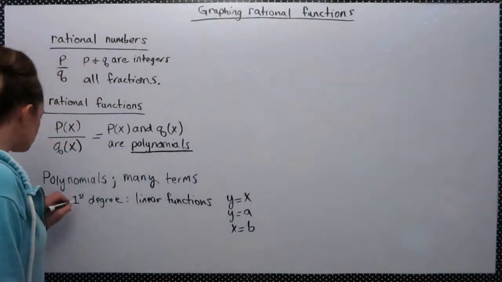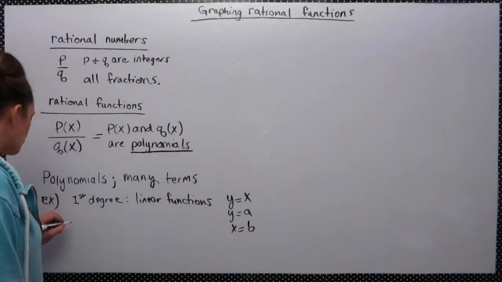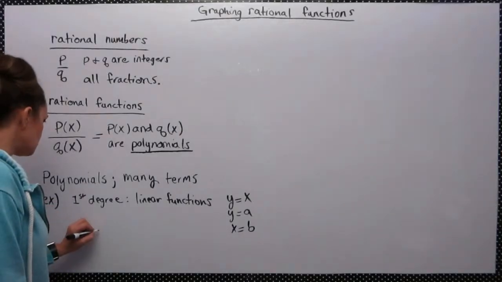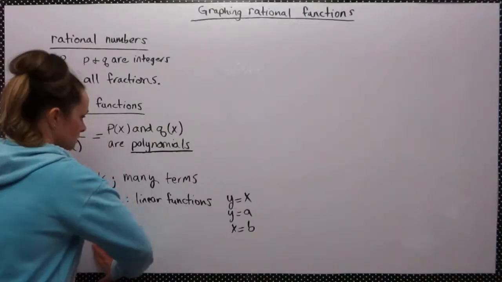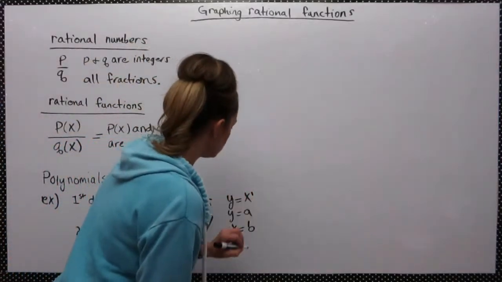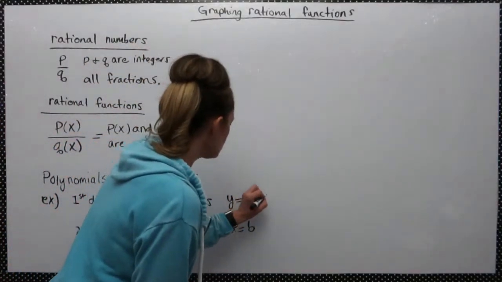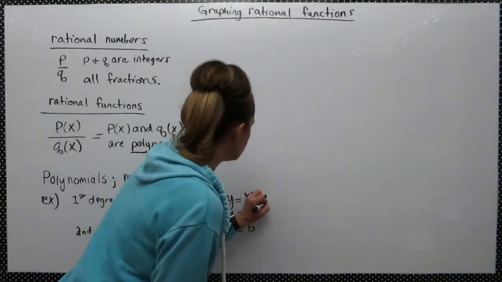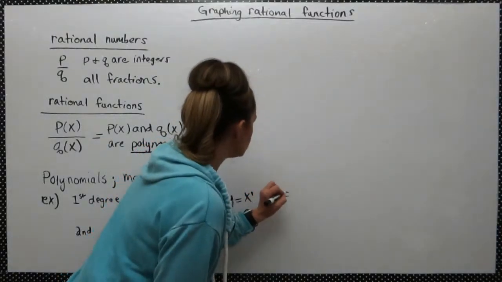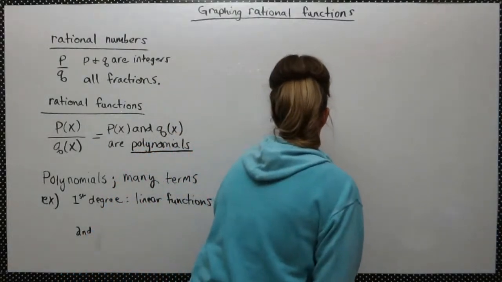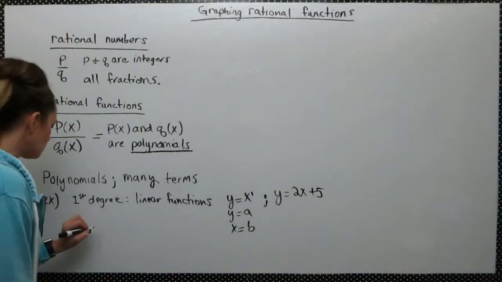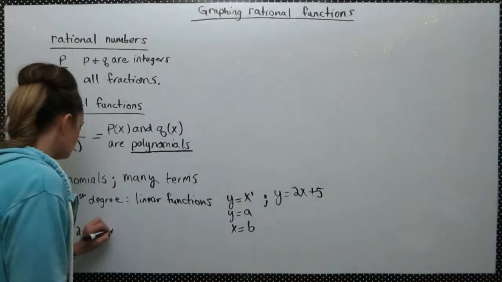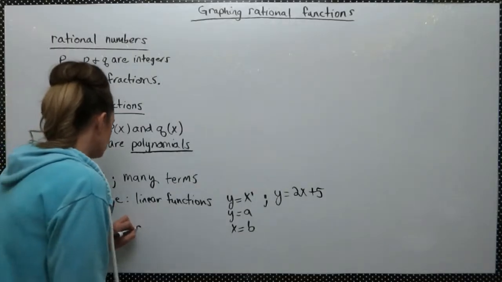And then you'd have second degree, which would be your quadratics. And it's named by the exponent. Notice all of these, you're only having x to the first power. Another one would be y equals, let's just do 2x plus 5. And then second degree is your quadratics.